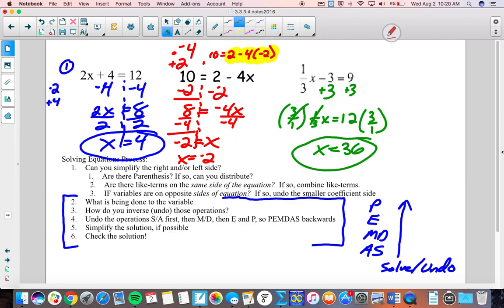So we get 36. Boom. Oops, you know what? I checked that answer before here and I forgot to circle it. I like circling it, but I usually don't do it until I actually check my answer or I feel confident. In this case, I feel pretty confident. 1/3 times 36 is 12. 12 minus 3 is 9. That's solid.